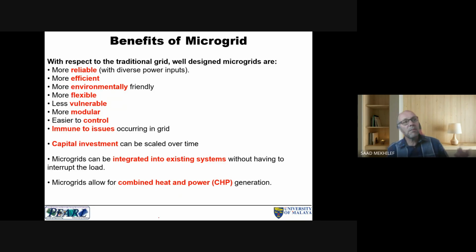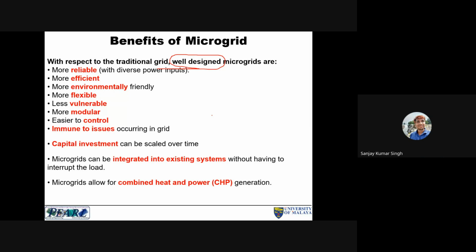So these are some of the listed benefits of the microgrids with respect to the traditional grid. Okay, again here, very important. I think this point here, I don't know if you see it or not. It has to be well designed. What do we mean here by well designed? Any idea? Because sometimes you may design a microgrid and then you will have an adverse result actually.